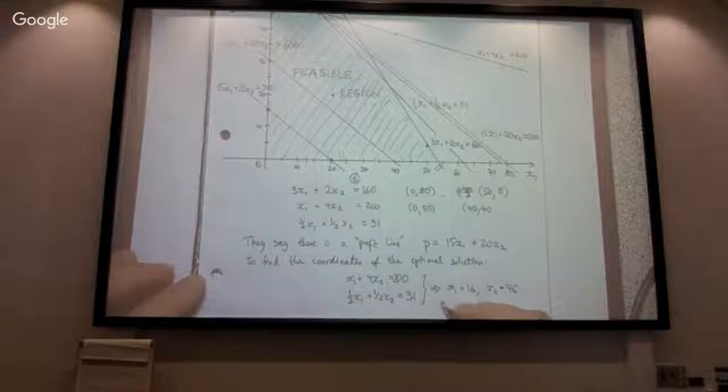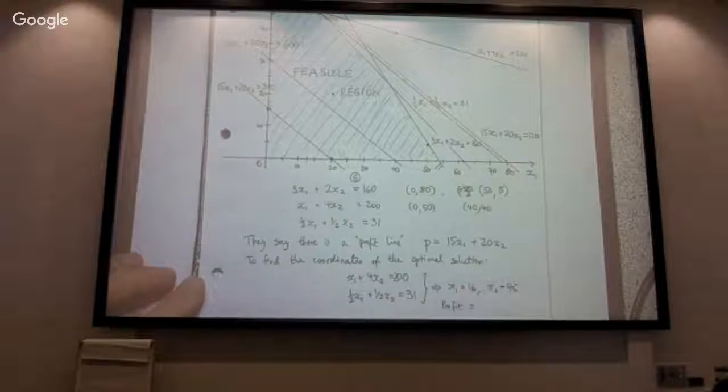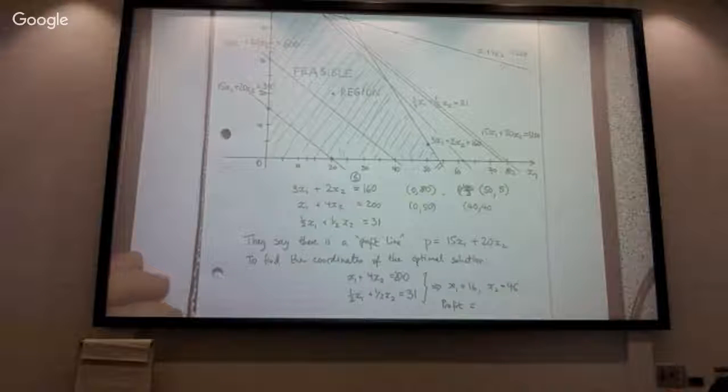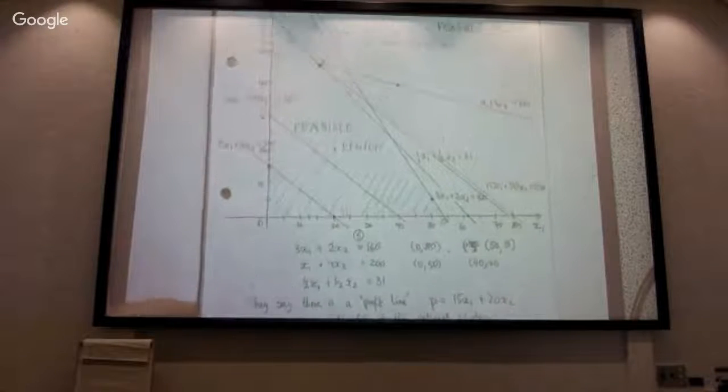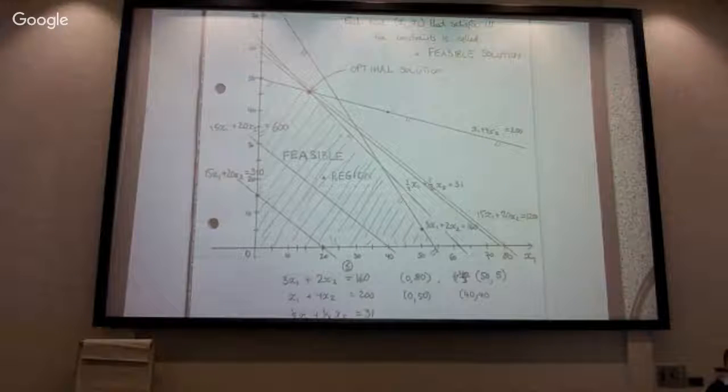Okay, and then therefore the profit is, what is it? 15 times the first plus 20 times the second. Who invented this example? £1,160. Because 15 times x1 plus 20 times x2 should be 1,160. Okay, are you happy with this? I'm kind of happy as well, but not quite.